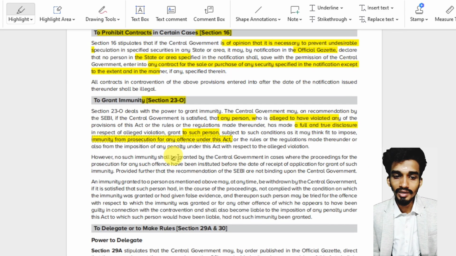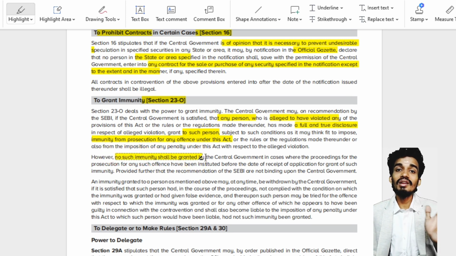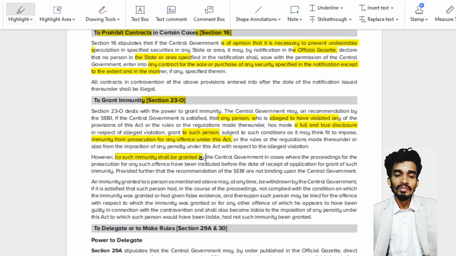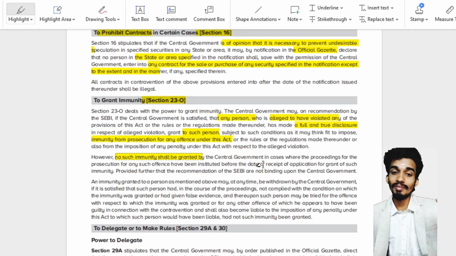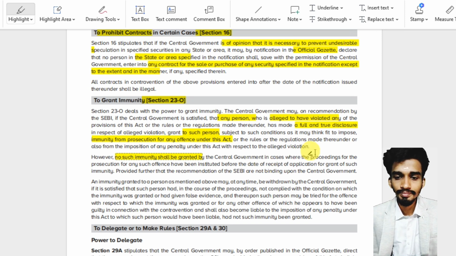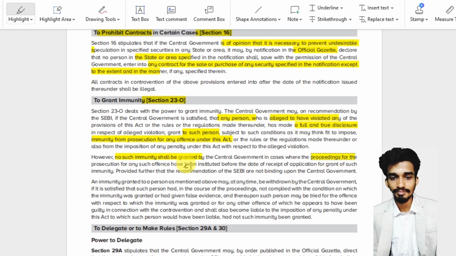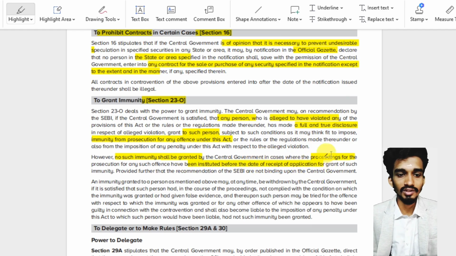But this immunity shall not be granted when the prosecution has already been initiated, because the central government has made some efforts to identify all the persons who are not following the rules and regulations, and initiated a prosecution against a person. If after this that person comes to the central government and says, sorry, I had not followed the rules, then no immunity shall be granted, because the central government has made some effort to identify these prosecutions. The proceedings had already been initiated before the date of receipt of the application for grant of such immunity. Okay.